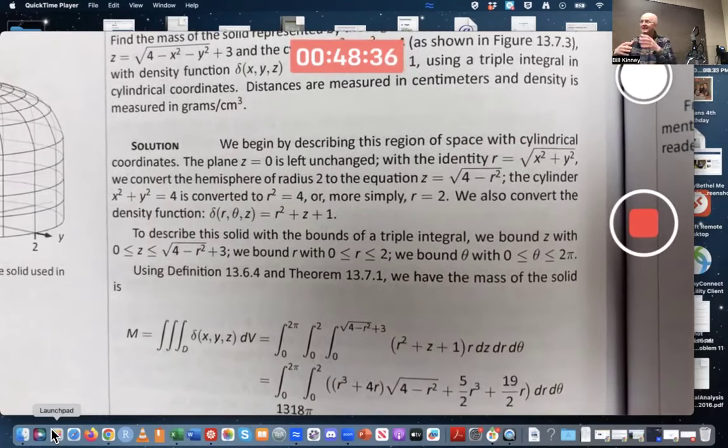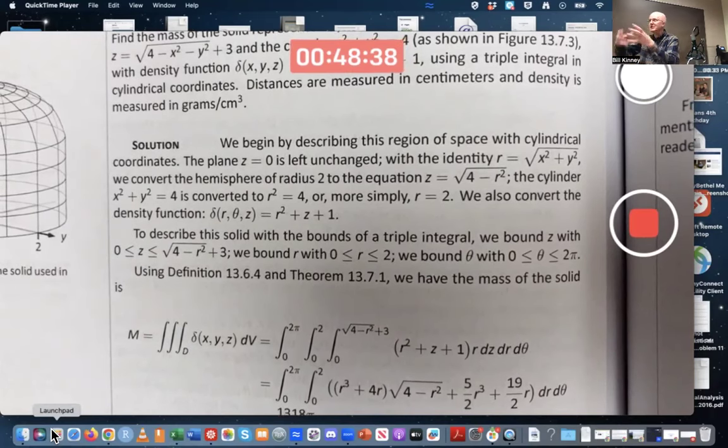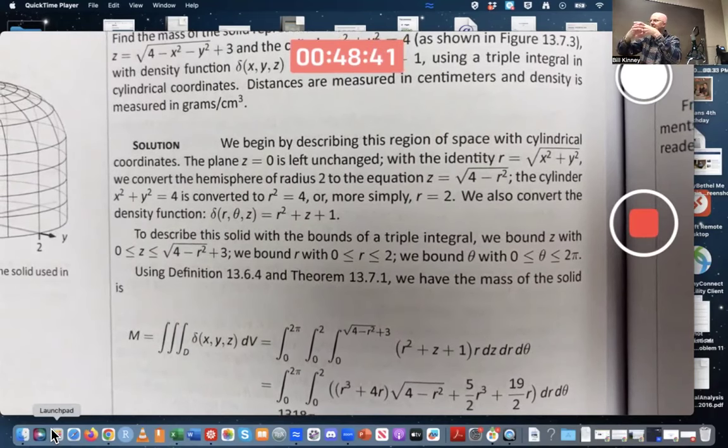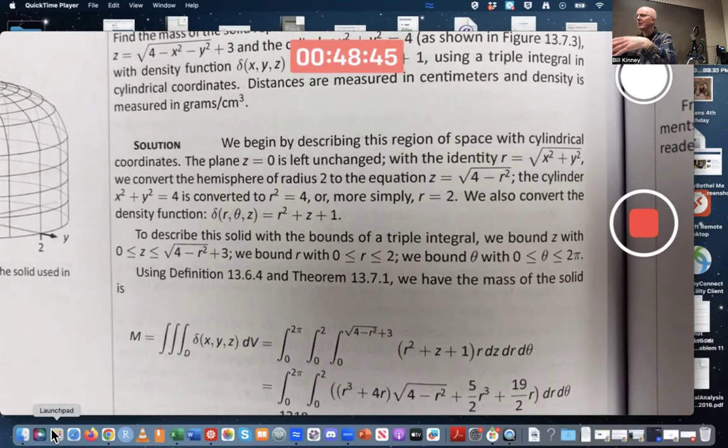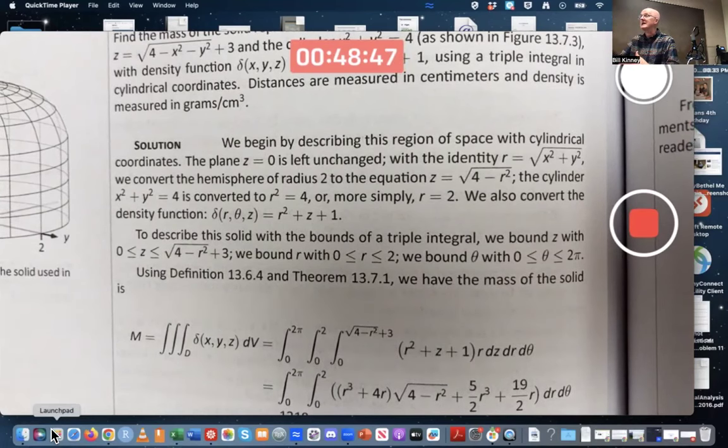How do you justify it? Instead of talking about area elements, you talk about volume elements. But it's really not much harder than just generalizing polar coordinates to an extra third dimension where z equals z. It's a trivial extension to a third dimension.